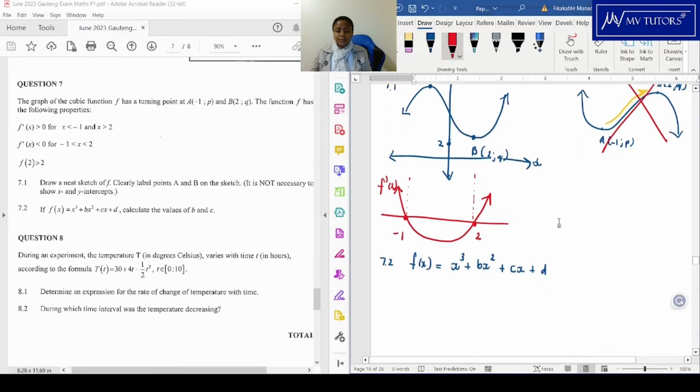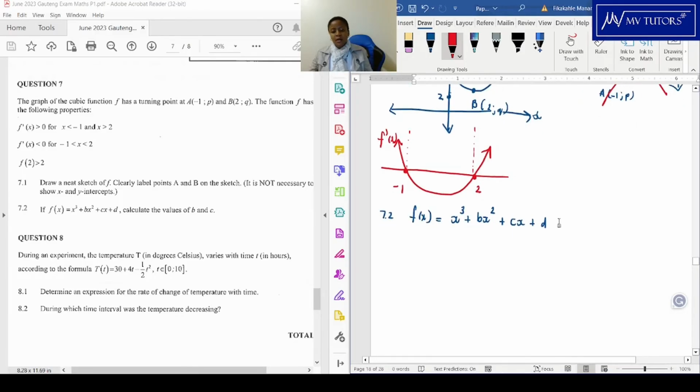And so, yeah. So now when I'm looking for the values of b and c, I'm not going to use the cubic function as it is because there are too many unknowns. I don't even know what the y-intercept is, which would be the value of d. Okay, so there are a lot of things I don't know.